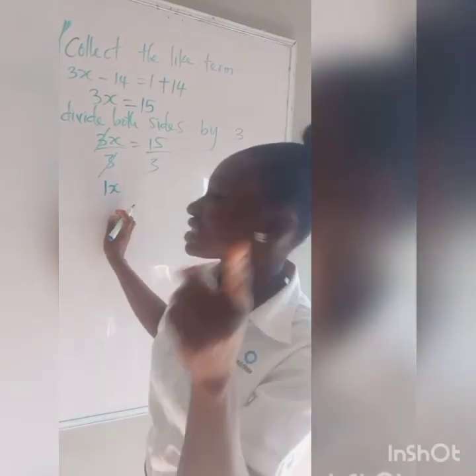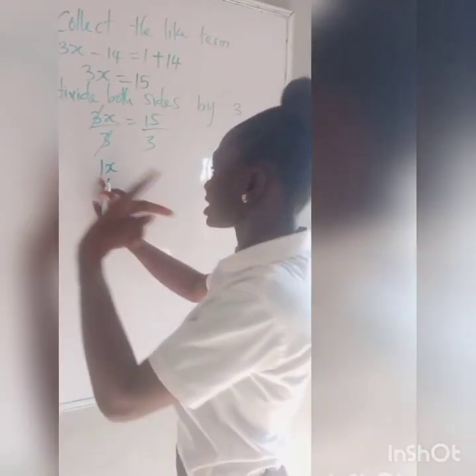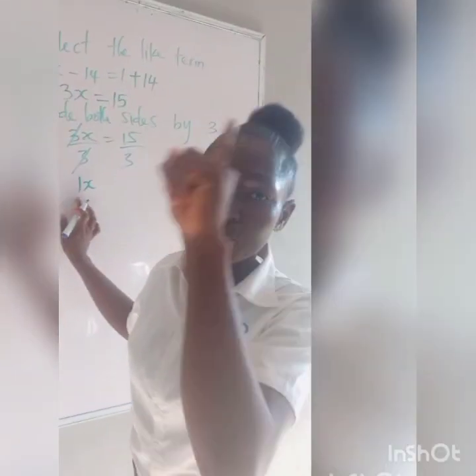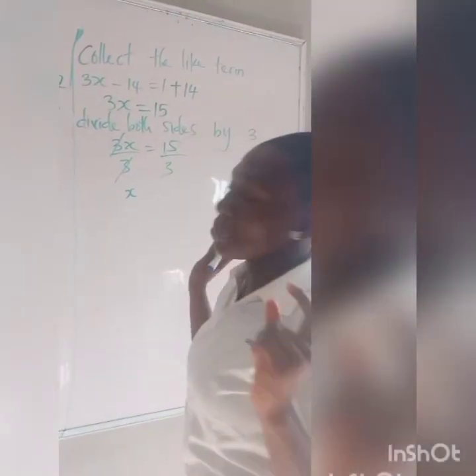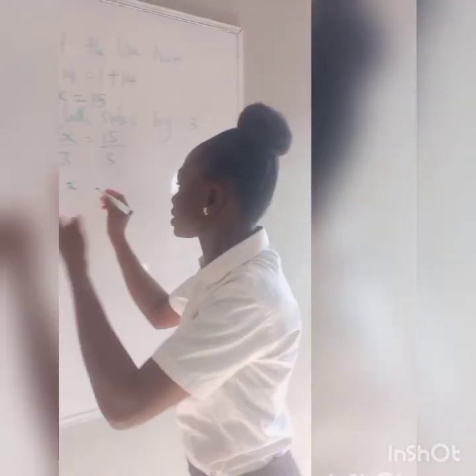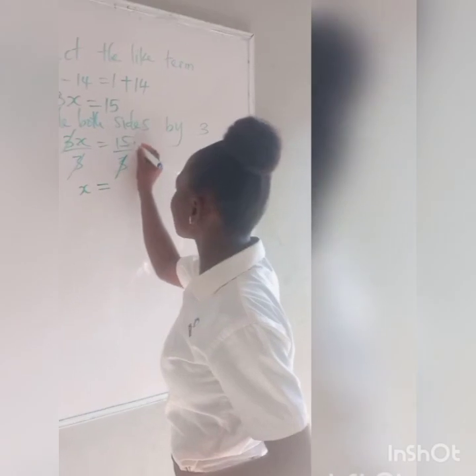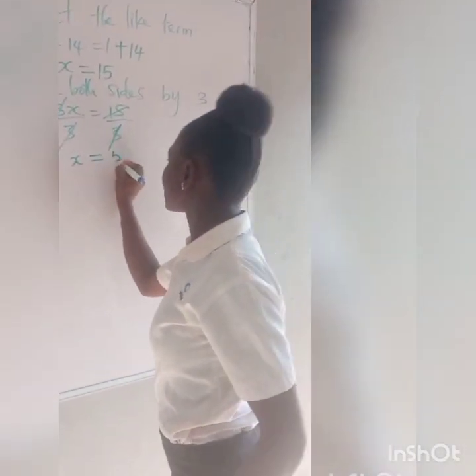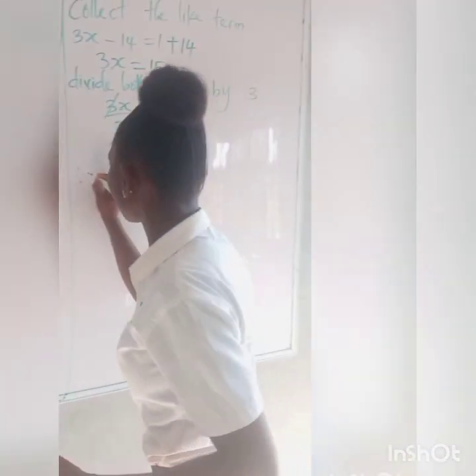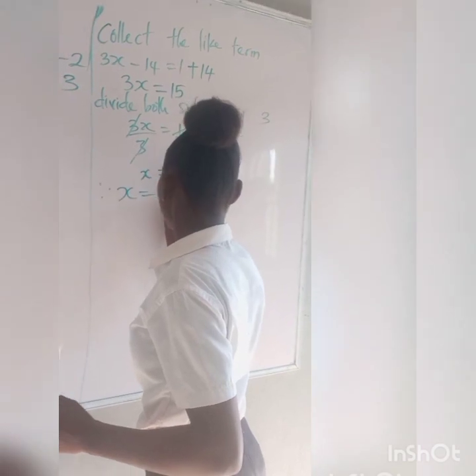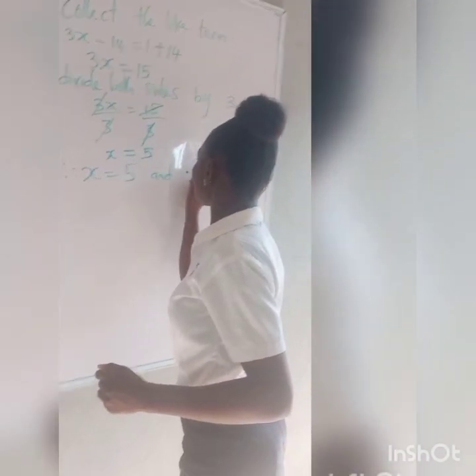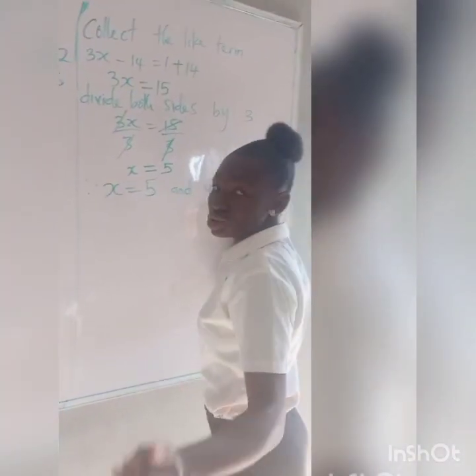Don't forget in mathematics I said there's nothing like 1x. All letters standing on their own are silent plus 1. So even if I put x, it still means 1x. The coefficient is 1. Because how many 3 can you see in 15? That is 5. Now you say, therefore, x equals to 5 and y equals 2.